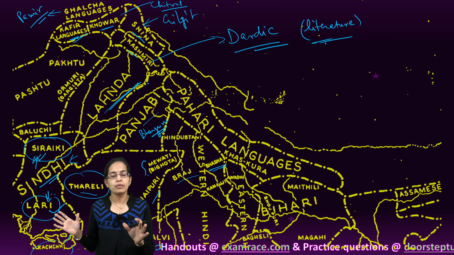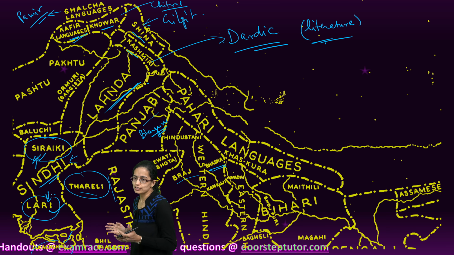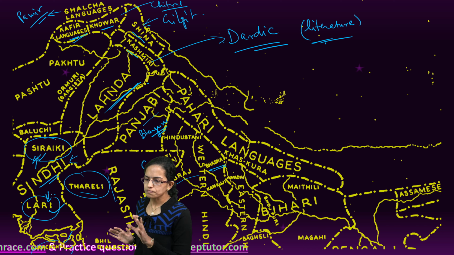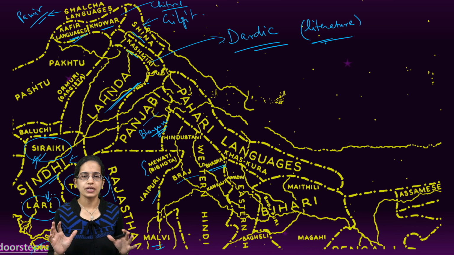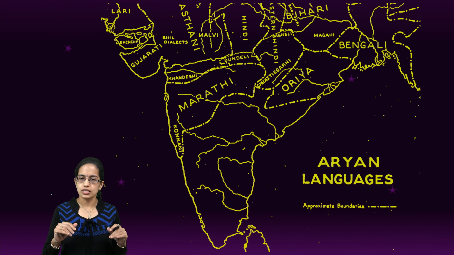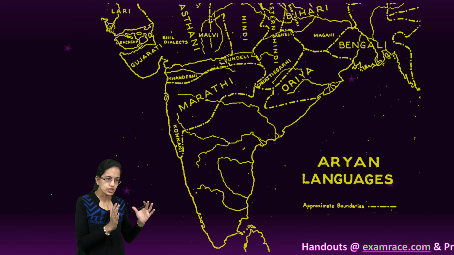Now if you remember the map as such, you would be able to understand how this actually works, and therefore understanding a kind of visual picture becomes very important. So those were the languages of the north region. Coming on to the south. Now in the south, let's first focus on the eastern region.